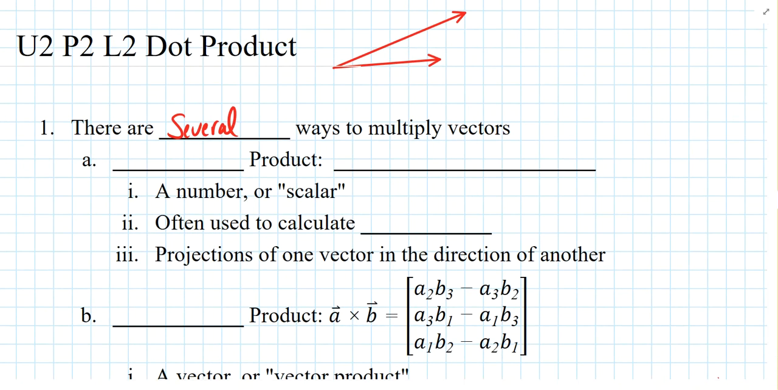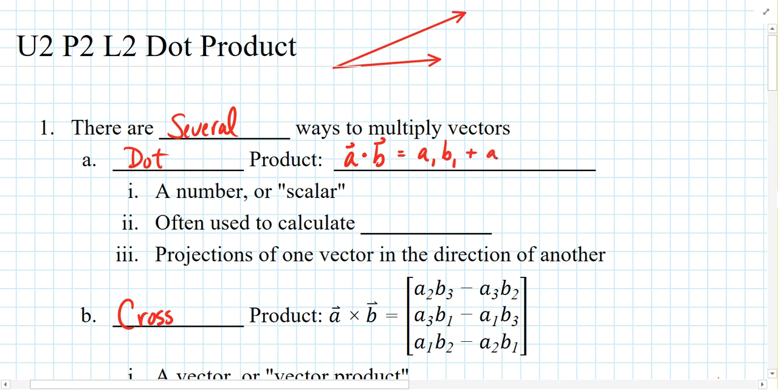And two of the most common ways to multiply vectors are known as the dot product method and the cross product method. The dot product, which is indicated with an A for a vector and a B for a vector with a dot multiplication symbol in between, requires us to take the horizontal component of vector A and multiply it by the horizontal component of vector B, and add to that the vertical component of A multiplied with the vertical component of B.